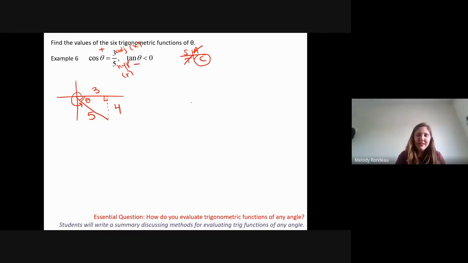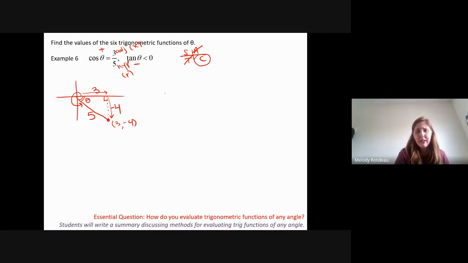Yes, I am missing a negative, even though the length of the side of the triangle would be a positive 4. The location is I go right 3 and down 4 to get to the point here, which would be 3, -4. So definitely keep in mind the location aspect, okay?